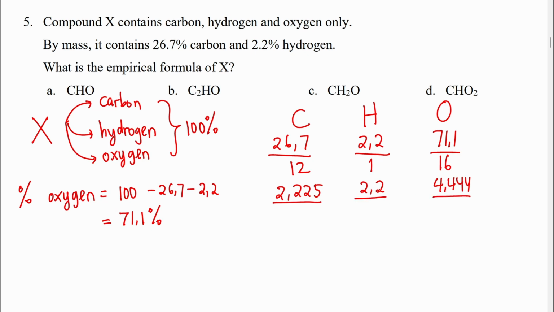So which is the smallest number in here? 2.2, right? So all of them should be divided by 2.2. And finally, you will get 1, 1, 2. So the final result here is C1, H1, and O2. And this is the empirical formula of X. So the correct answer here is D.